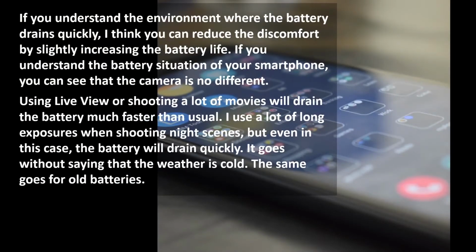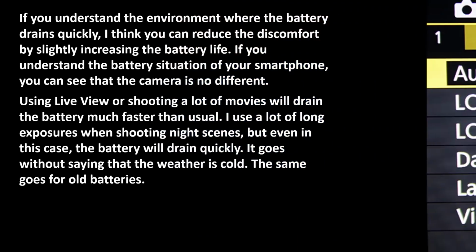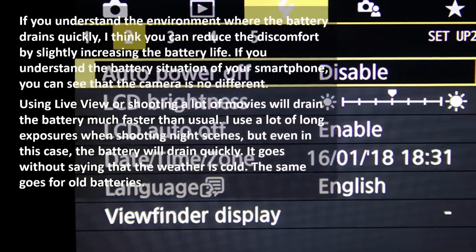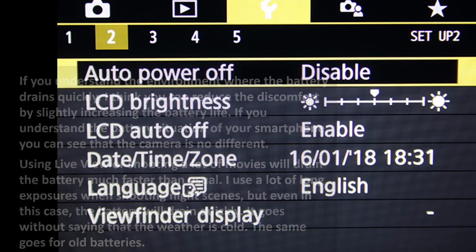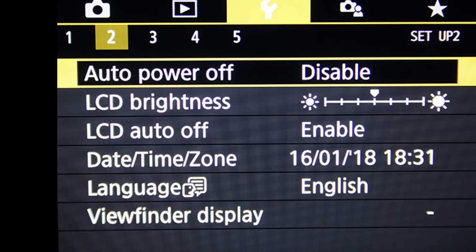If you understand the environment where the battery drains quickly, I think you can reduce the discomfort by slightly increasing the battery life. If you understand the battery situation of your smartphone, you can see that the camera is no different. Using live view or shooting a lot of movies will drain the battery much faster than usual.